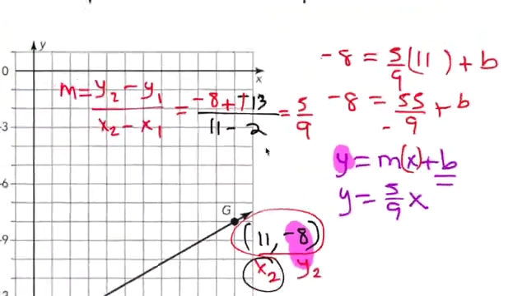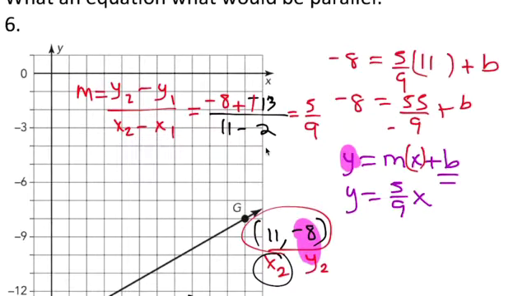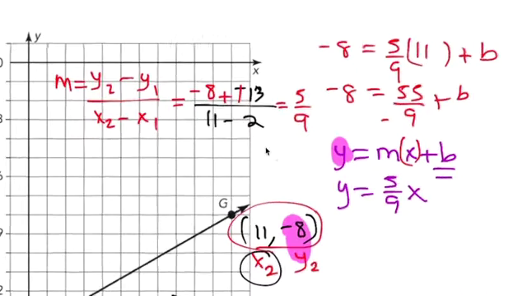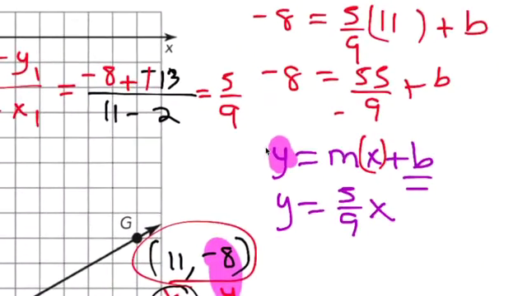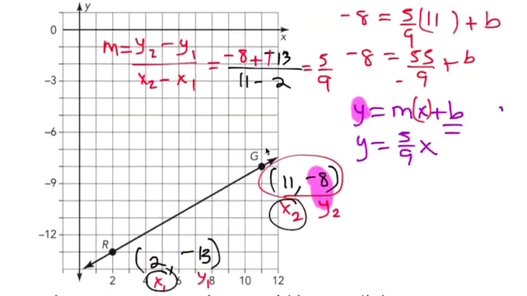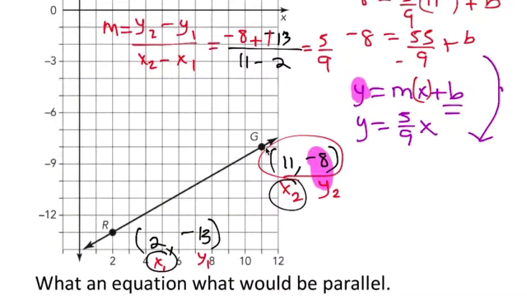Subtract 55 over 9. Because it's the y-intercept, we can make it into a mixed number. 9 into 55 is 6, 6 times 9 is 54, right? So 6 and 1/9. So negative 8 equals negative 6 and 1/9 plus b, right?